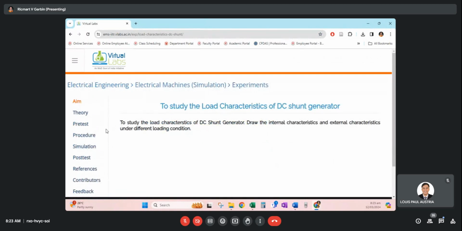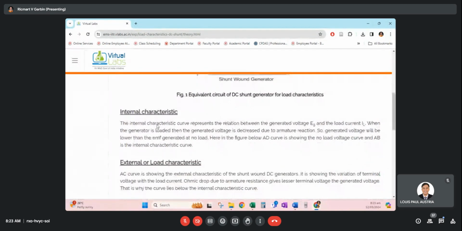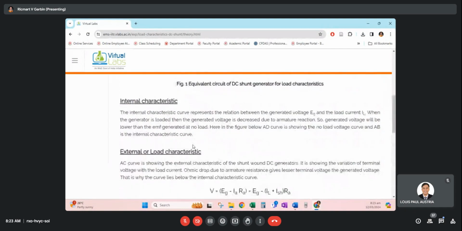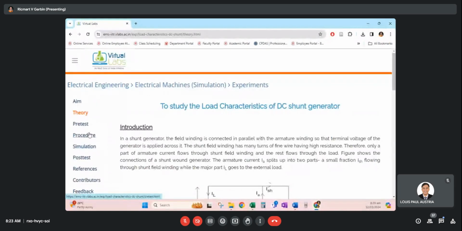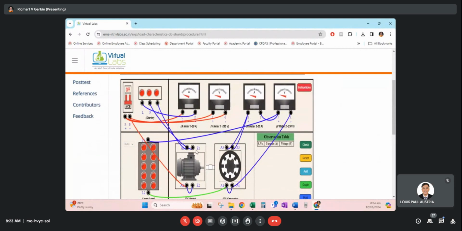So, ganun ulit. Aim. Ito yung objective talaga niya, but pwede nyo siyang i-rephrase or you can write your own objective. Then theory. So ito na yon. Bawa sa DC generator, ano yung internal characteristic, external, yung graph. Tapos makikita nyo siya kapag sa procedure na. So ito yung gagawin nyo. Ito yung itsura ng machine, supposedly.